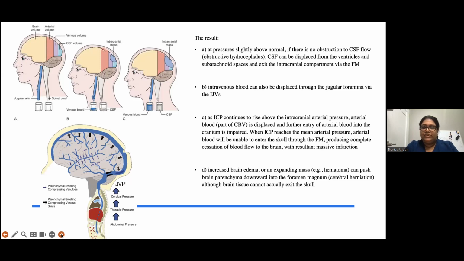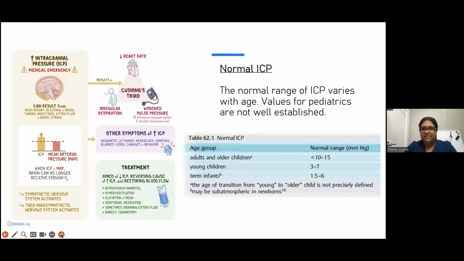When the ICP reaches the mean arterial pressure, arterial blood will be unable to enter the skull through the foramen magnum, producing complete cessation of blood flow to the brain, which results in massive infarction. Brain edema or an expanding mass such as a hematoma can push brain parenchyma downward, resulting in cerebral herniation, although brain tissue cannot actually exit the skull.